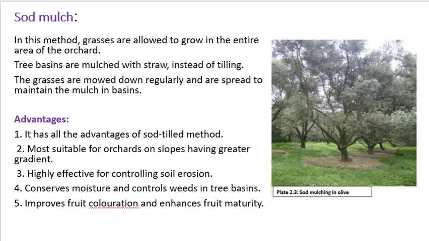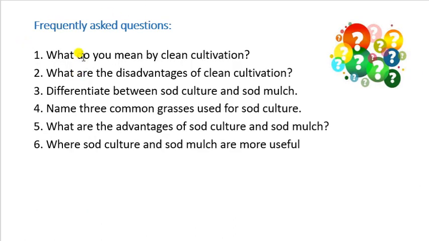with its advantages and disadvantages. Here we can see the frequently asked questions on this topic. What do you mean by clean cultivation? What are the advantages or disadvantages of clean cultivation? You can also see the differentiation between sod culture and sod mulch. Name any three common grasses used for sod culture, and what are the advantages or disadvantages of the sod culture and sod mulch method. These are some of the questions we can get from this topic.